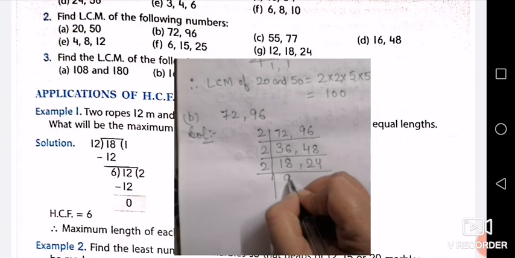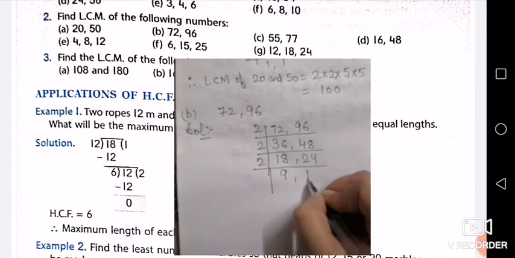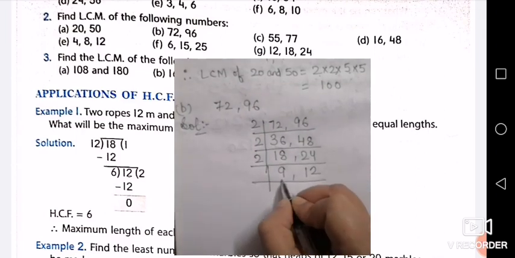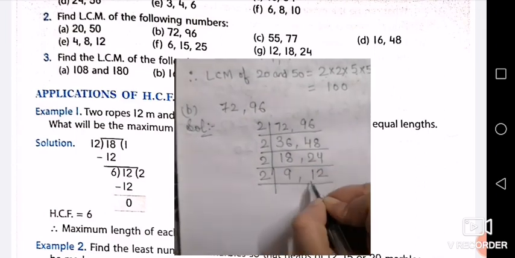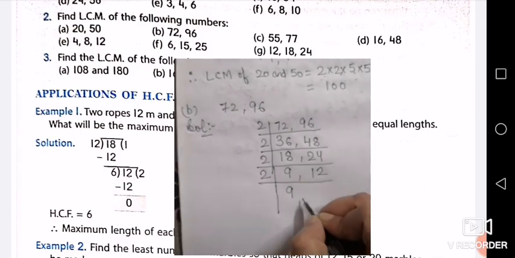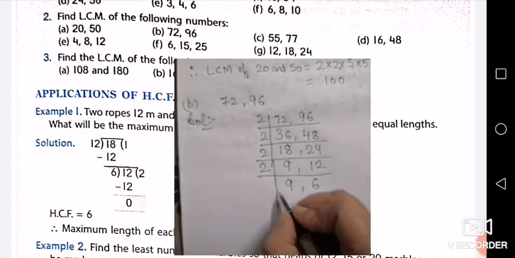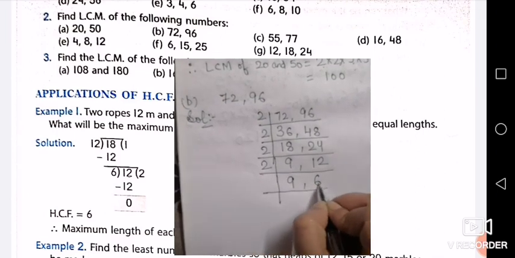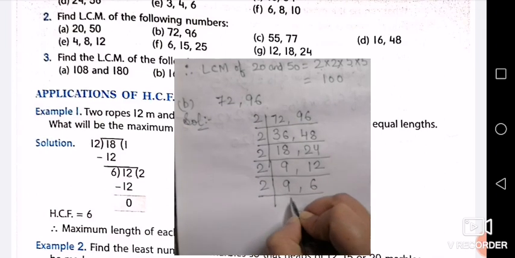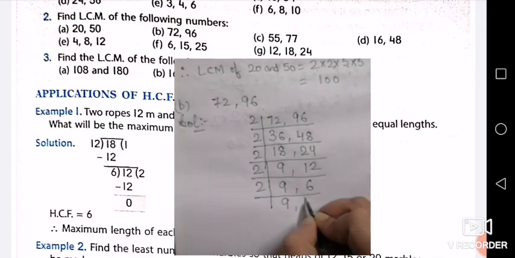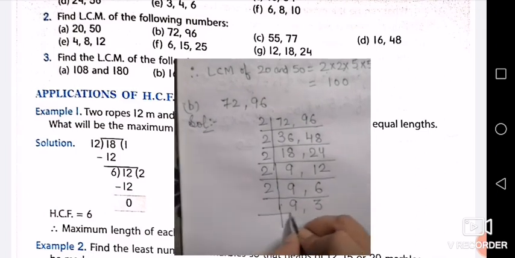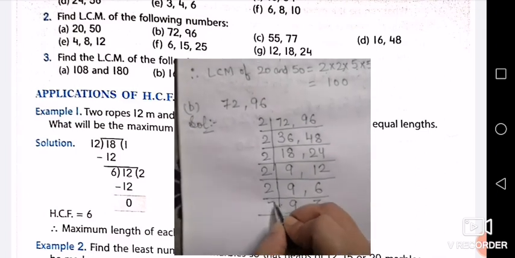2 9s are 18. 2 1s are 2, and 2 2s are 4. Now here you can see 9 is not divisible by 2, but 12 is divisible by 2. So we will do it with 2 only, 9, and here 2 6s are 12. Now you can see 6 is divisible by 2, but 9 is not. So we'll write it 9 like this. 2 3s are 6.